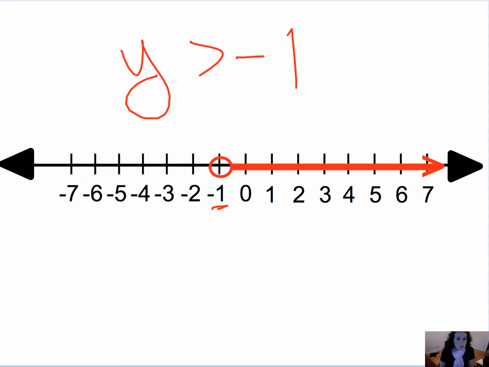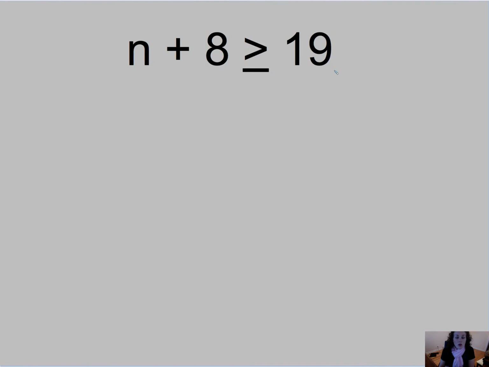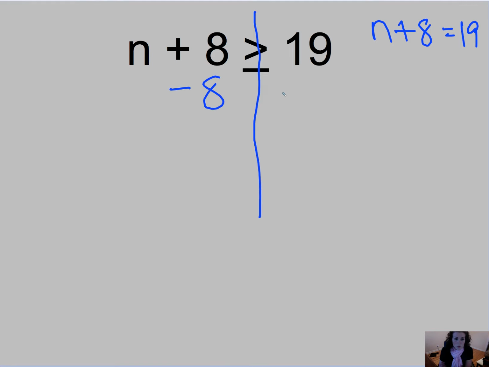All right, now let's jump to Chapter 3, Section 2, where we're actually solving the inequalities. Okay, so pretend like n plus 8 is greater than or equal to 19. Pretend like that was just n plus 8 equals 19, because we solve it the same exact way. You separate your two sides. The inequality sign, though, is separating our two sides as opposed to the equal sign. And then the variable on the left, along with the 8, they're attached with addition, so the inverse would be to subtract 8, and I need to do it on both sides.